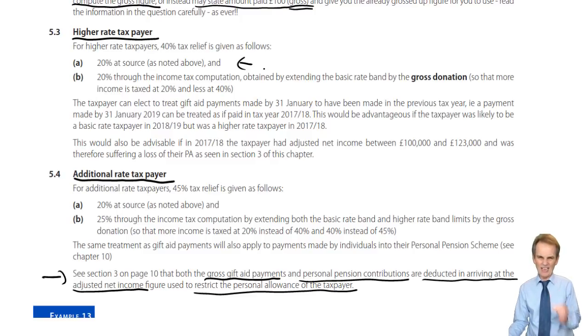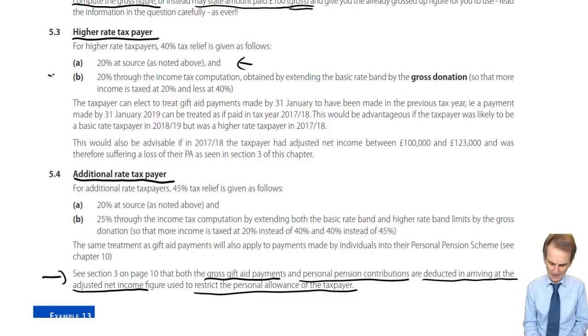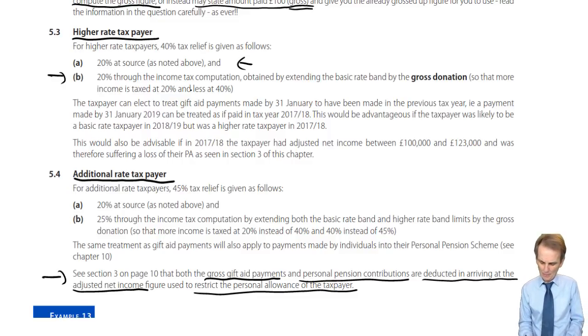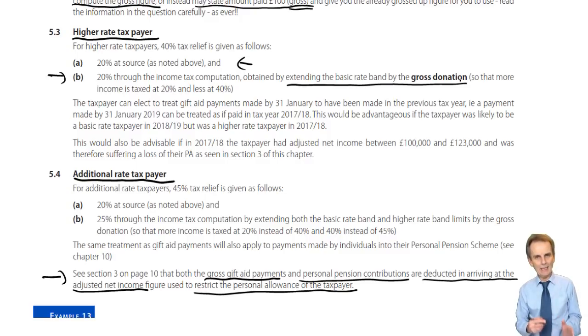Now, this is the most interesting bit. So pin your ears back for this one, because this is the doing exercise that you need to manage to deal with in the exam. This bit here. 20% through the income tax computation, obtained by, this is the bit, extending the basic rate band by the amount of the gross donation. So if we paid £80, the gross is 100.